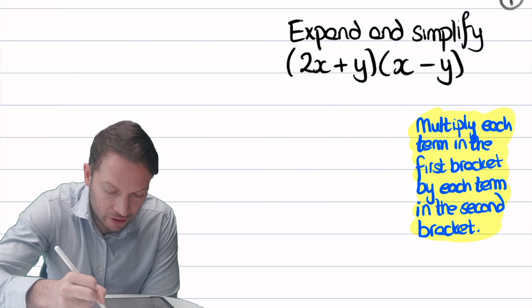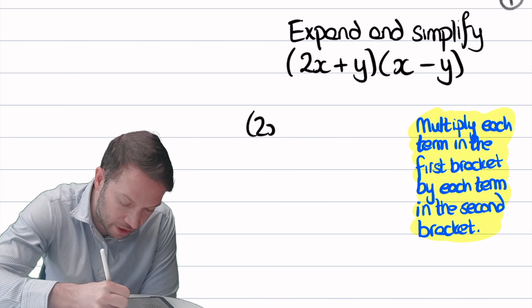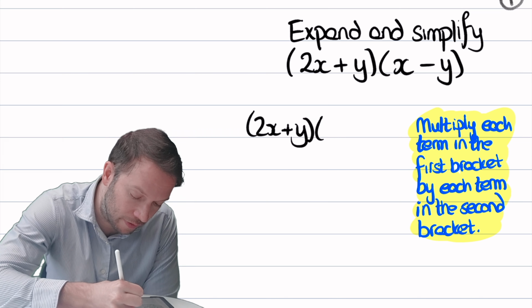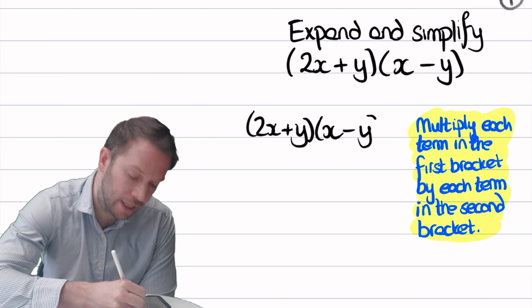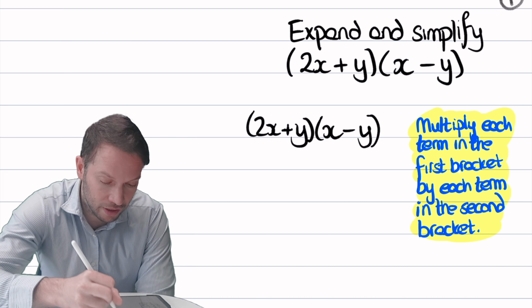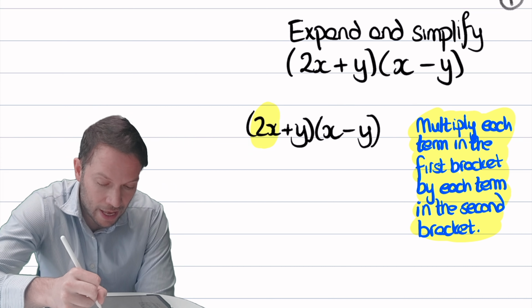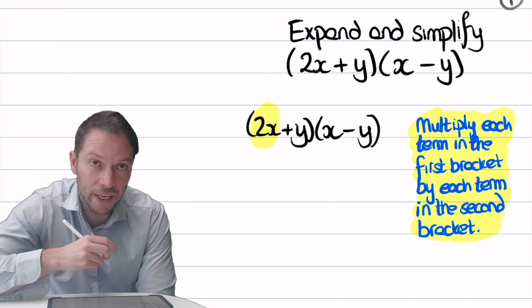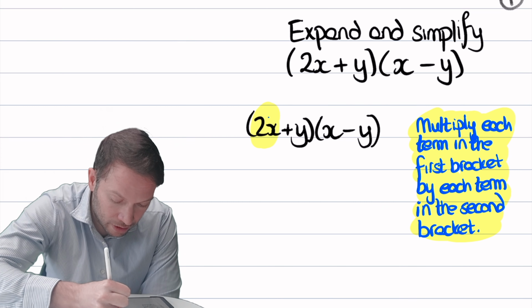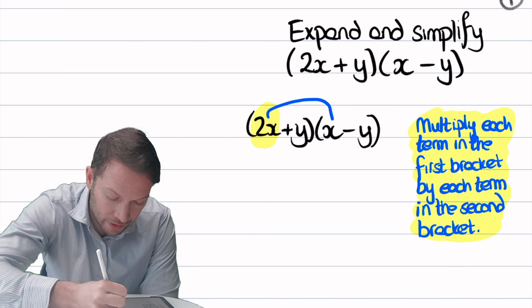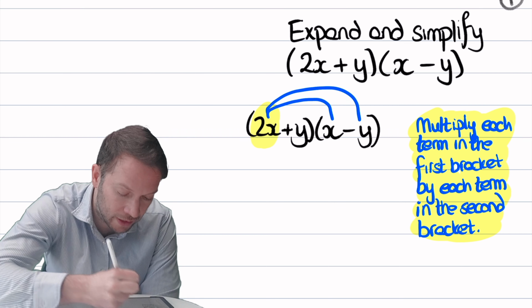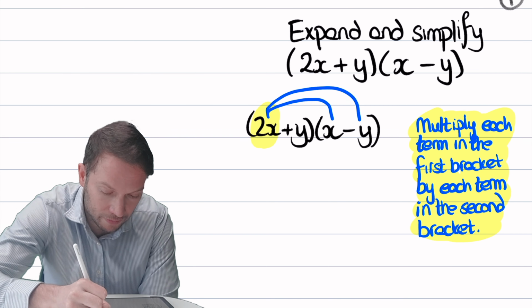Now, the way I like to do this, as I explored in previous videos on this, is I would like to focus on the first thing in the first bracket first. So I'm going to focus on this first term in the first bracket first, the 2x, and then I'm going to multiply it by each thing in the second bracket. So I do the 2x times by the first thing, the x, and the 2x by the second thing, the minus y. So let's do that.